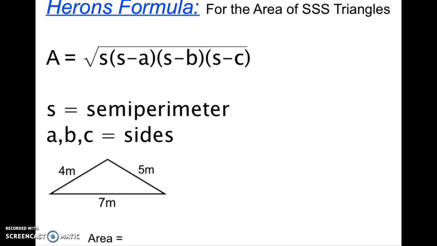Now, if all we have are the 3 sides of the triangle and we don't have any angles, we need to use something that's known as Heron's formula. Heron's formula is given here: A equals the square root of S times S minus A times S minus B times S minus C. S is the semi-perimeter, which is calculated by adding the 3 sides, A plus B plus C, and dividing by 2.